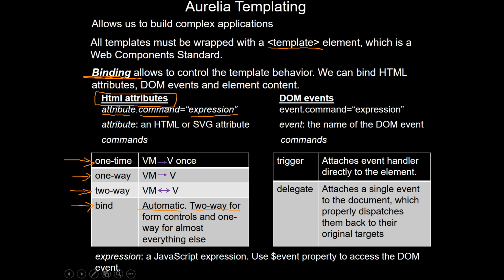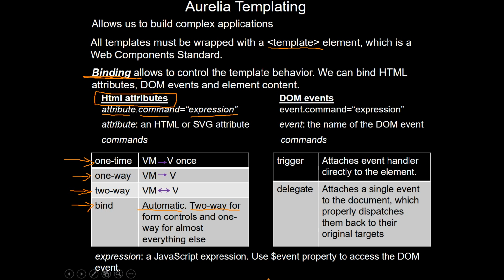Whereas if you use a text box, it's a form element, and it makes more sense to use two-way. So if you know for sure, you can mention one-time, one-way, or two-way yourself, or you should use .bind and let Aurelia figure it out automatically. That is the attribute side of the binding story.